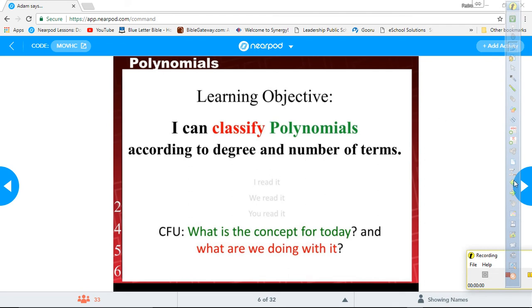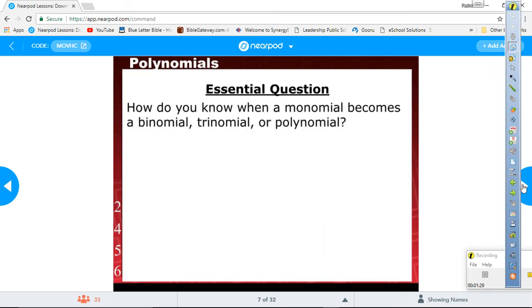Now think about this question. How do you know when a monomial becomes a binomial, trinomial, or polynomial? Hold on to that question. Now, I don't want names of the others. I'm saying, think about the question. How do you know when a monomial becomes a binomial, trinomial, polynomial? We'll try and answer that by the end of the lesson.